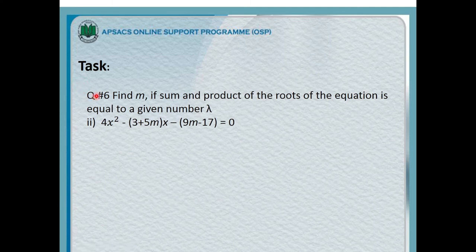Task. Now students, in a similar way you have to solve question number 6 part 2 of your exercise 2.3, in which you have to find the value of m if the sum and the product of the roots of the equation is equal to the given number lambda, and this is your quadratic equation.